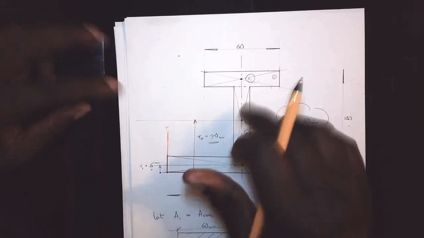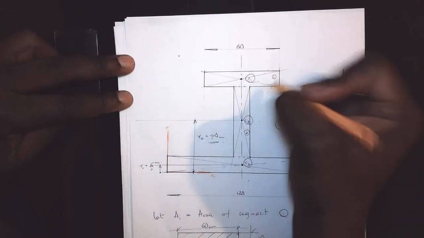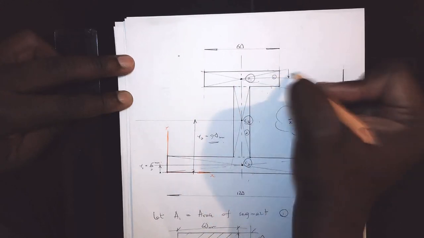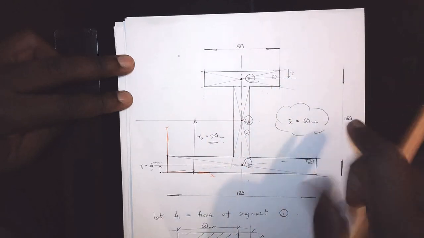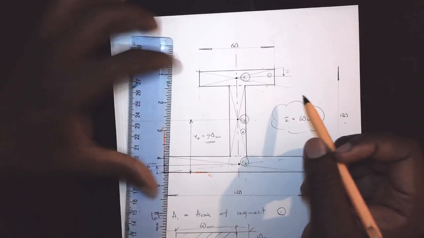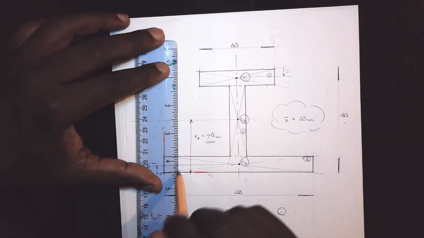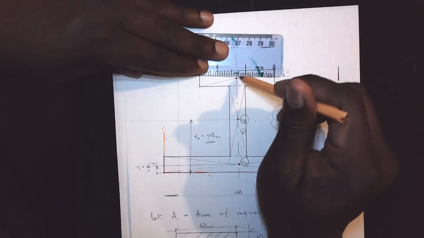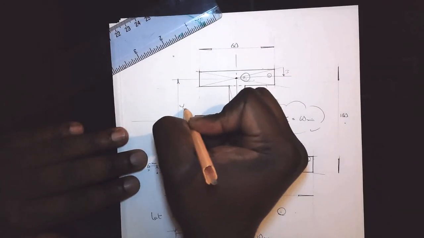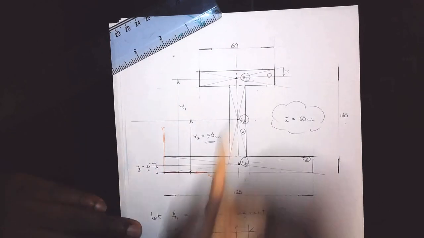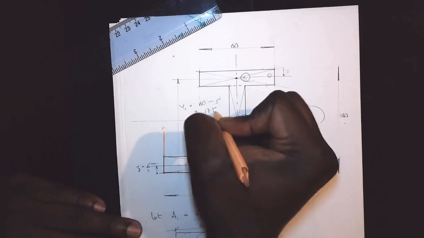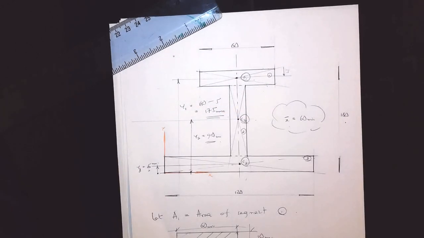Then for C1, we know that the distance from there to there is 10 millimeters. So if we change to halfway, that would be 5 millimeters. Therefore, the difference between 180 and 5 would give what? 175. So that's the distance from the reference axis to C1. Let's call that Y1. Y1 would be equal to 175 millimeters. So we're almost there.